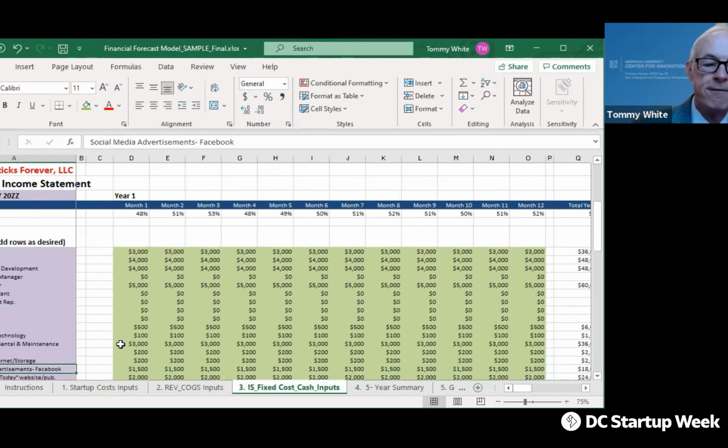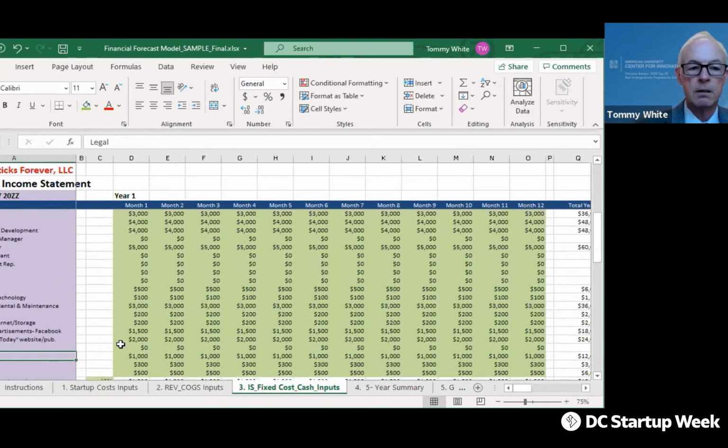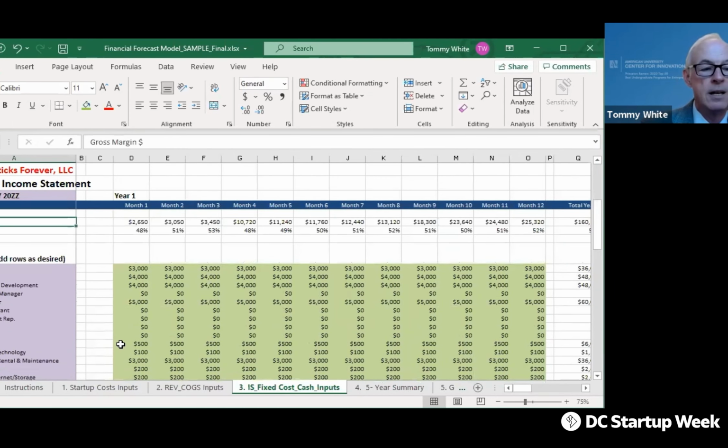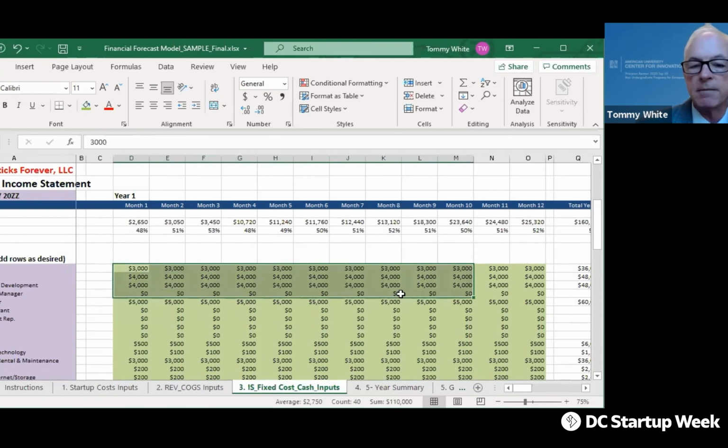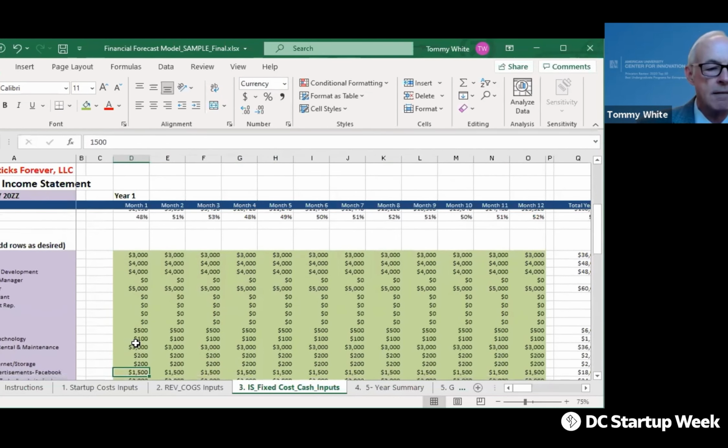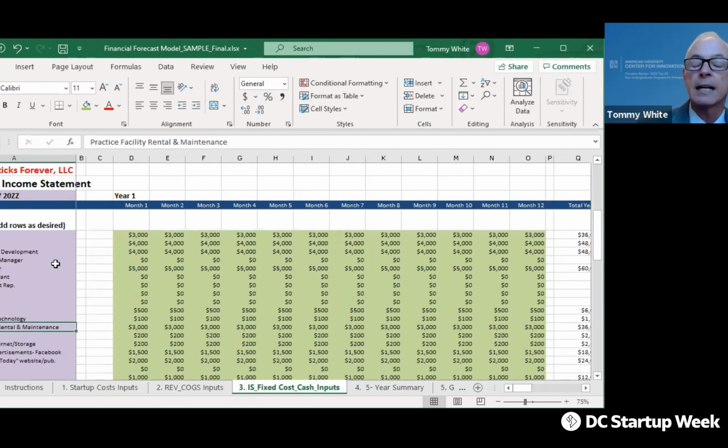So now I've filled in other costs here. I put in names here for a chief executive officer, chief marketing officer, director of product development, marketing managers, website people, contractors, and I put in some numbers here to pay these folks. I've put in some office rent. Oh, here's the big one. Here's my practice facility, right? It's going to cost me $3,000 a month to rent and maintain this piece of land that I've created here.